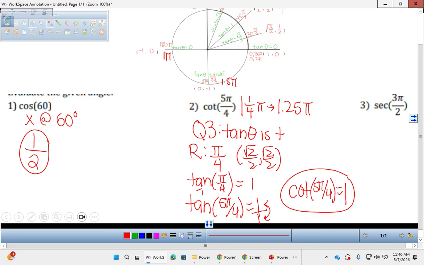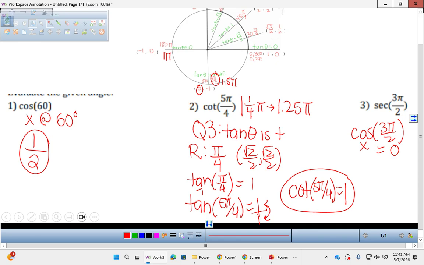Okay, secant of 3 pi over 2. Well, 3 pi over 2 is not in a quadrant. 3 pi over 2 is a coordinate point. Since it's not in a quadrant, I can't decide if cosine is positive or negative there. This is a special case. It's a corner point, and corner points don't have reference angles. I just need to look at the unit circle. Secant goes with cosine, so I'm going to find the cosine of 3 pi over 2. Remember, cosine is the x values. So I'm going to go to 3 pi over 2 and look at the x value. The cosine of 3 pi over 2 is 0.